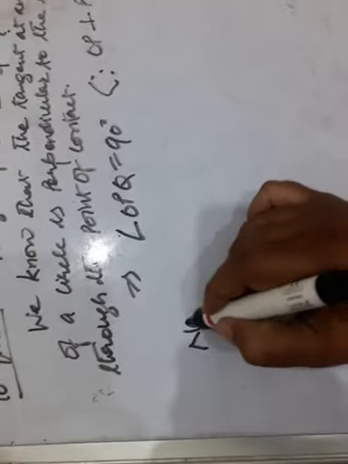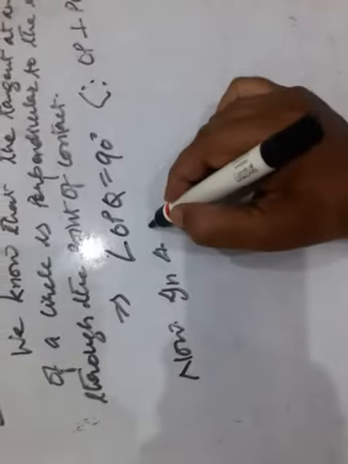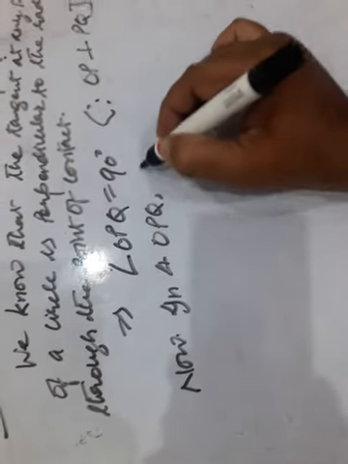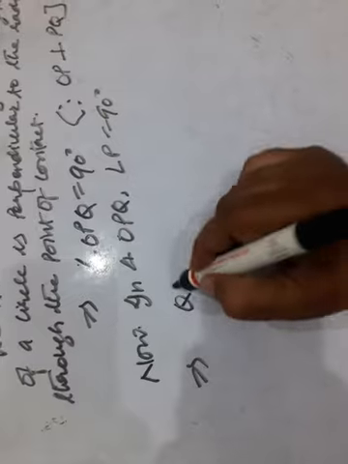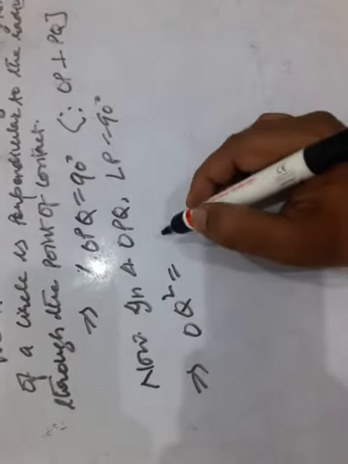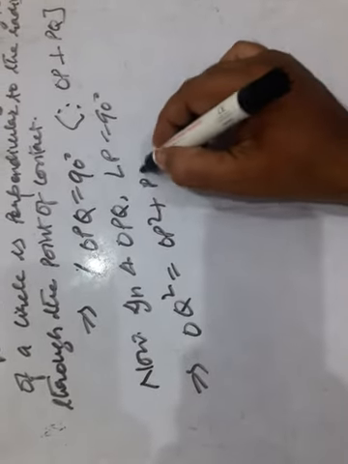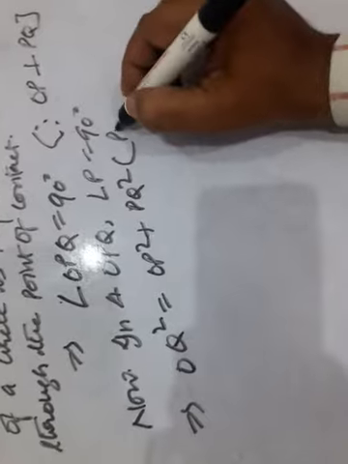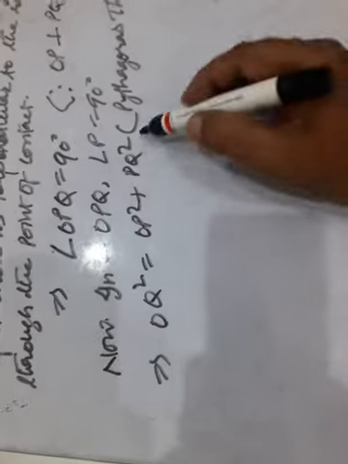Now in triangle OPQ, angle P equals 90 degrees. This implies that OQ square equals OP square plus PQ square. That is the Pythagoras theorem. OQ square equals hypotenuse square, OP square equals perpendicular square plus base square.